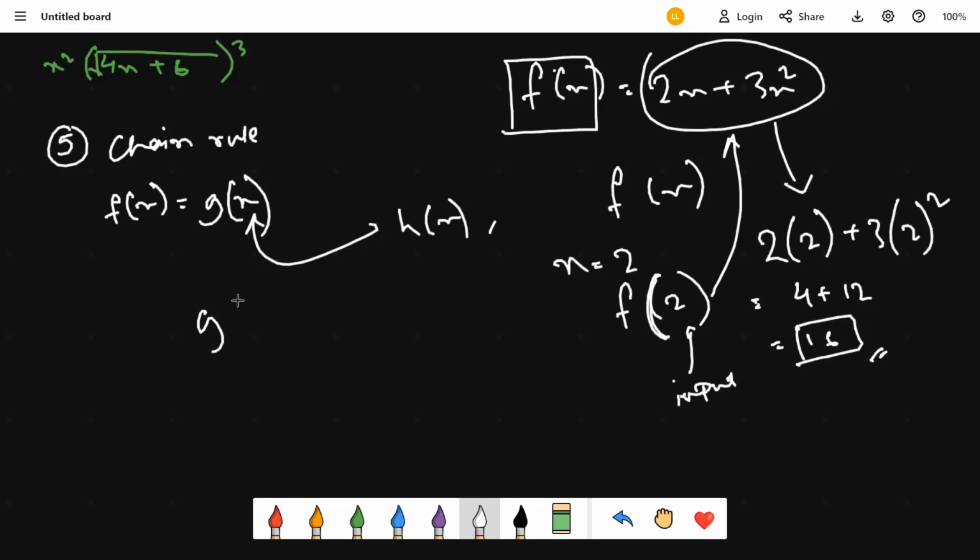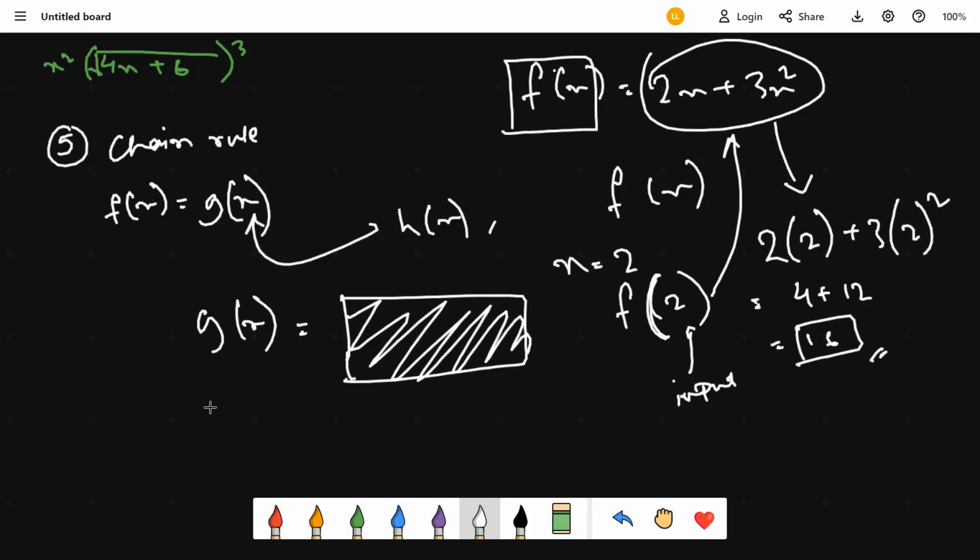Now, similarly, let's say g of x has a certain equation, a certain form. We're not dealing with that here. But now, inside g of x, the input is given as another function, let's say h of x. The inside is another function. Then how do we deal with it?